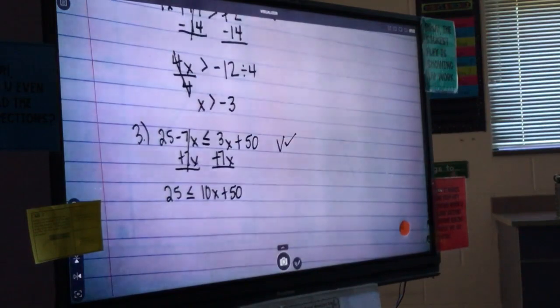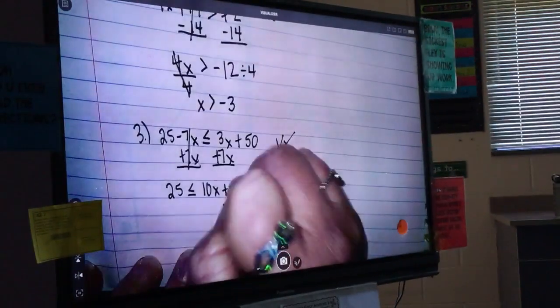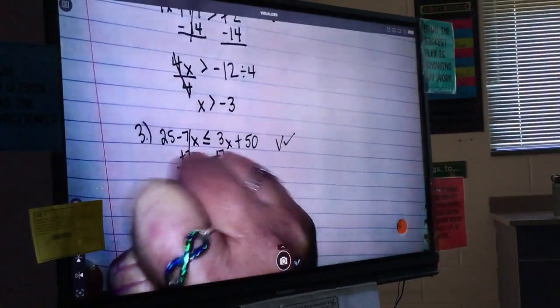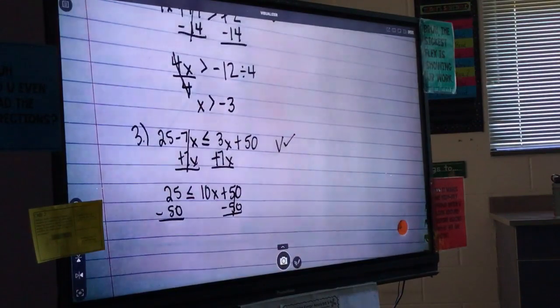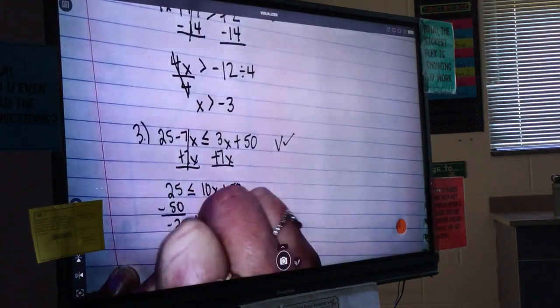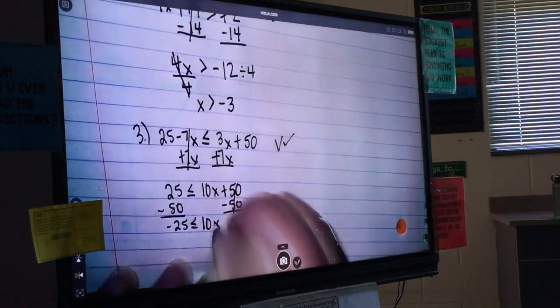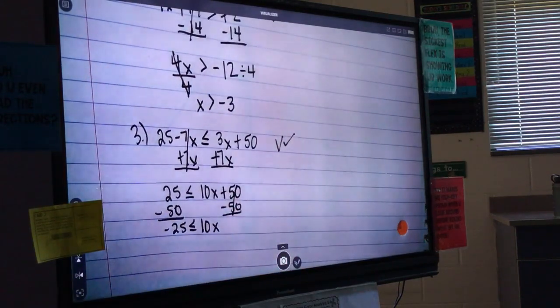So now I got to do the constants. What do I have to do? I don't have a choice in this one. What do I have to move? Callie. All right, so I'm going to subtract 50, cancel that out, subtract 50 over here. So 25 minus 50 gives me what? Raise your hand. Kira. Negative 25. Bringing everything down. And then I'm left with negative 25 is less than or equal to 10x.